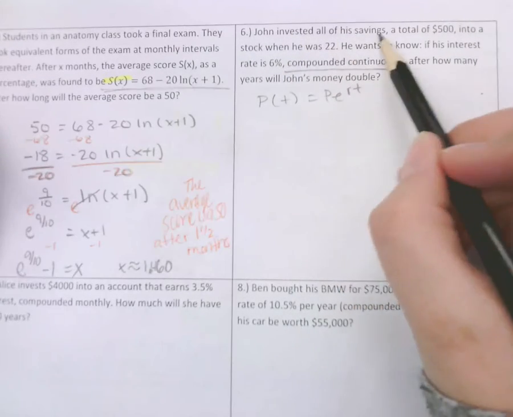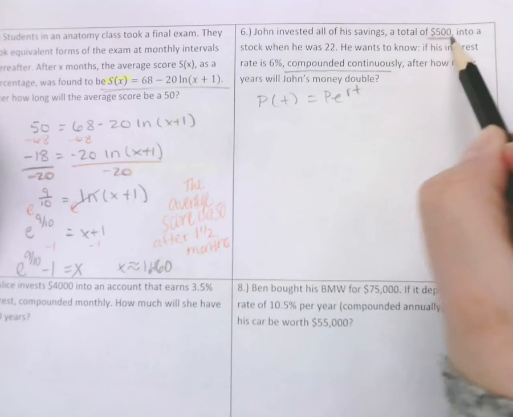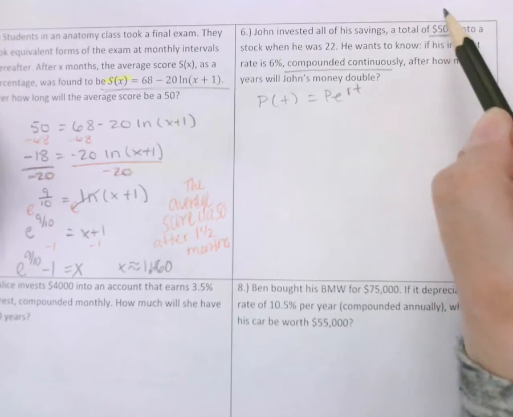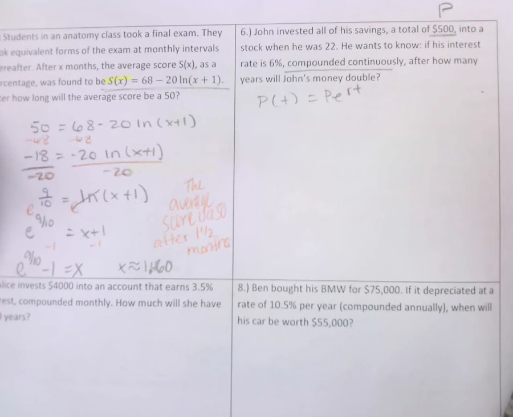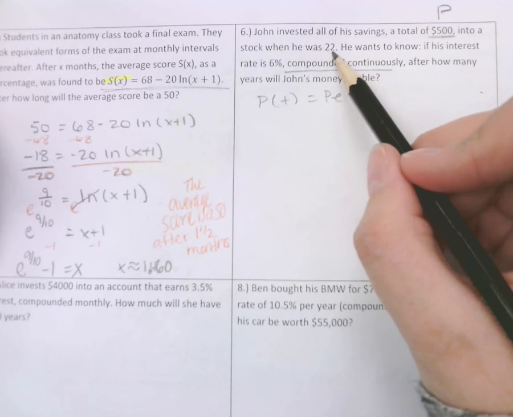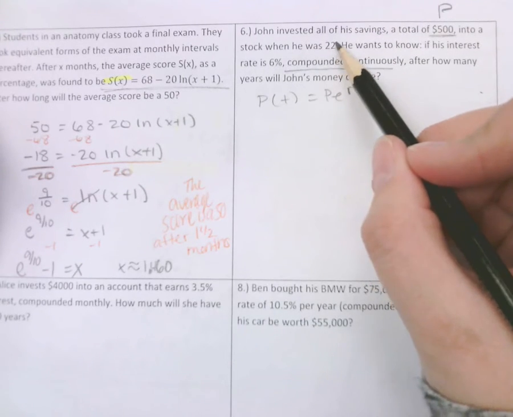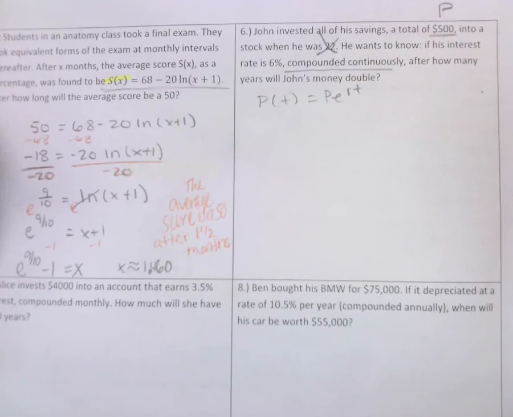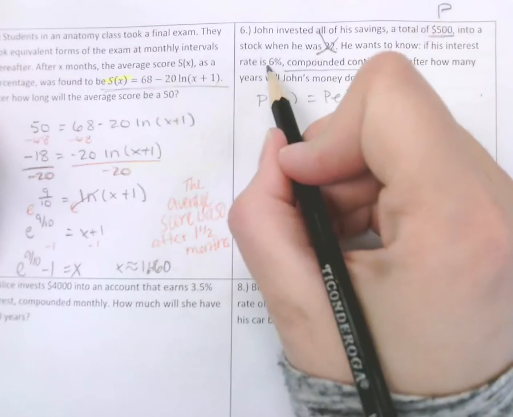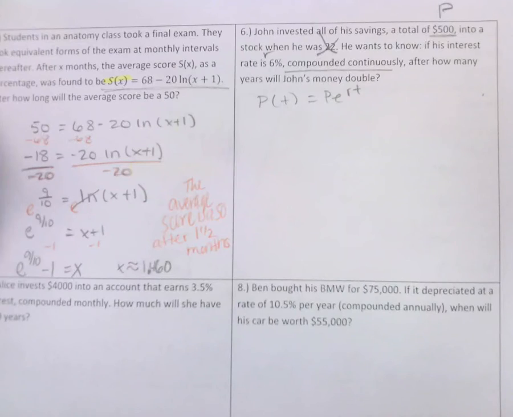It says John invested all of his savings, a total of $500. What is that? P. Into a stock when he was 22. What's 22? T. Nothing. It's useless. He wants to know if his interest rate is 6%. That's the rate. Compounded continuously. Continuously means use this formula.